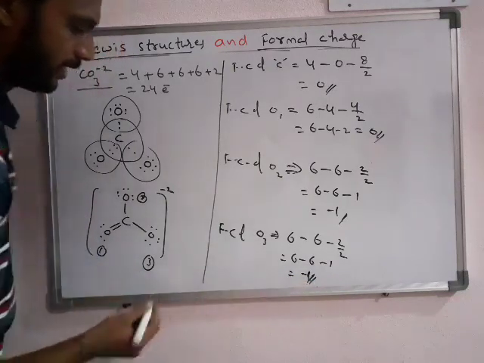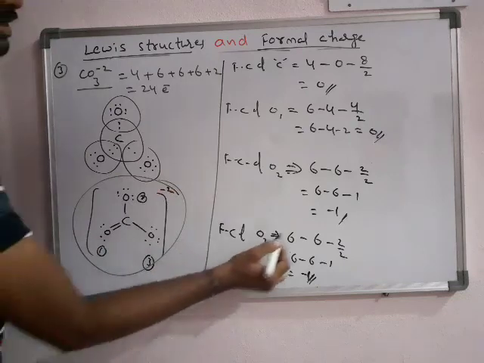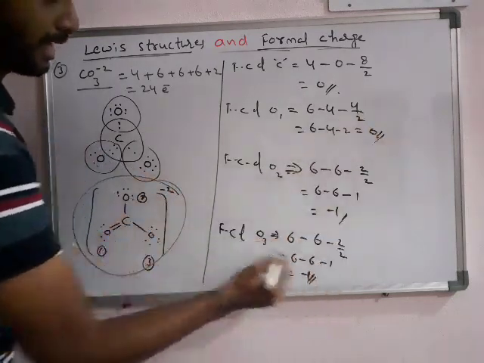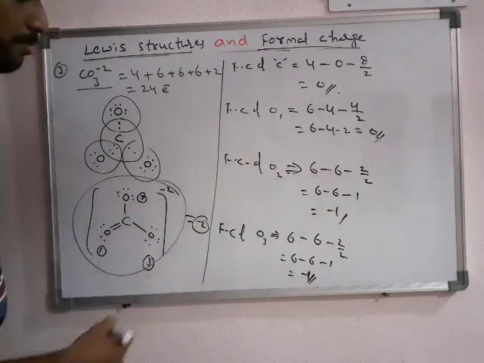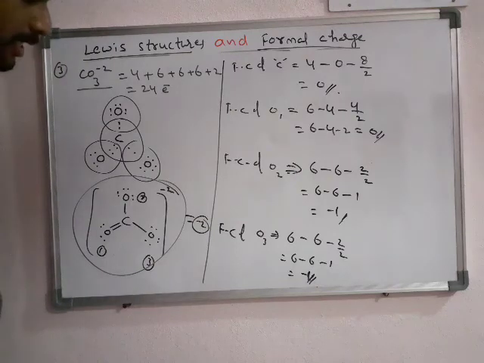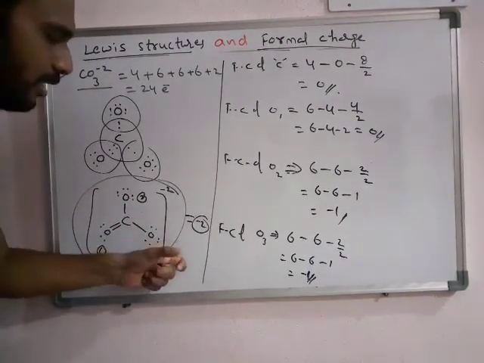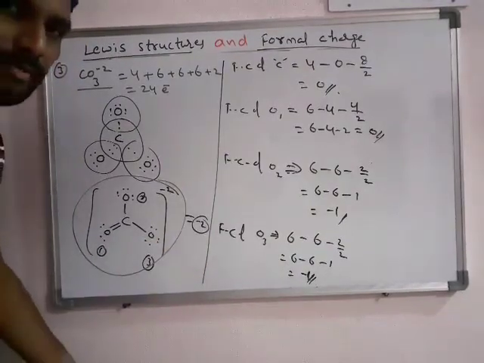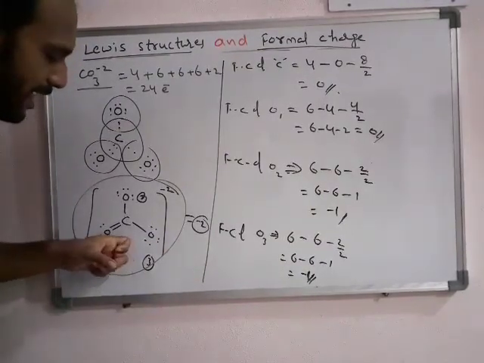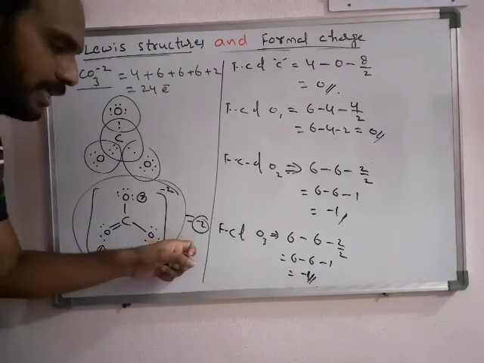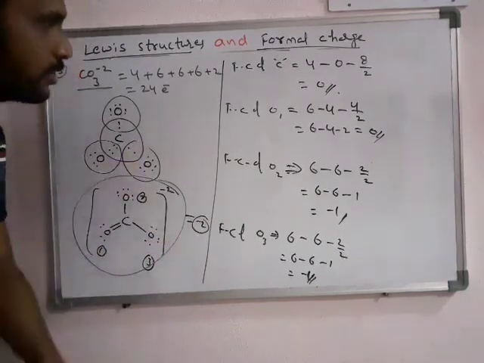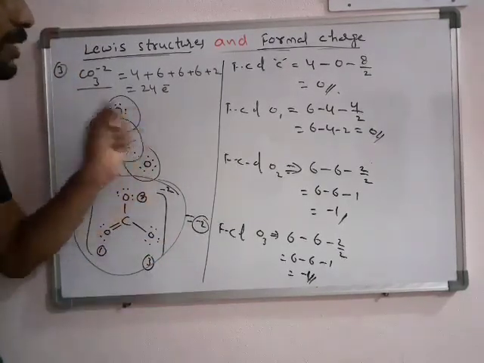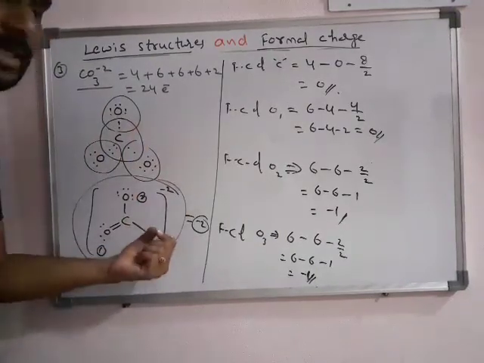So the total formal charges are 0, 0, minus 1, minus 1, and the total formal charge is minus 2. The structure having the least value, for example 0, will be the better one. But among the possible structures, this is somewhat near to 0. Okay, so the formal charge and Lewis structures are both correlated.